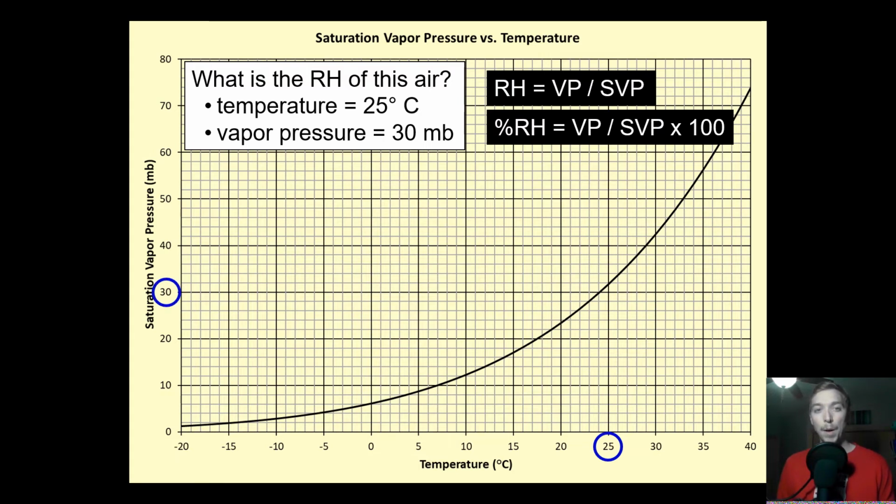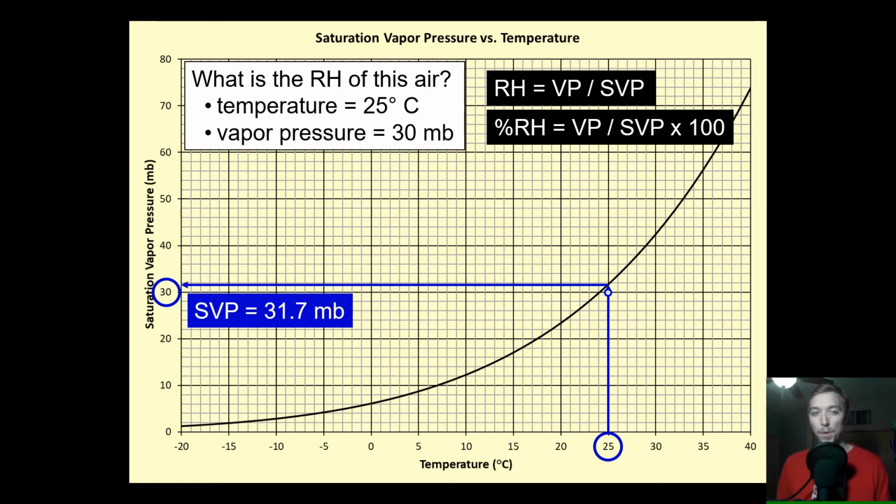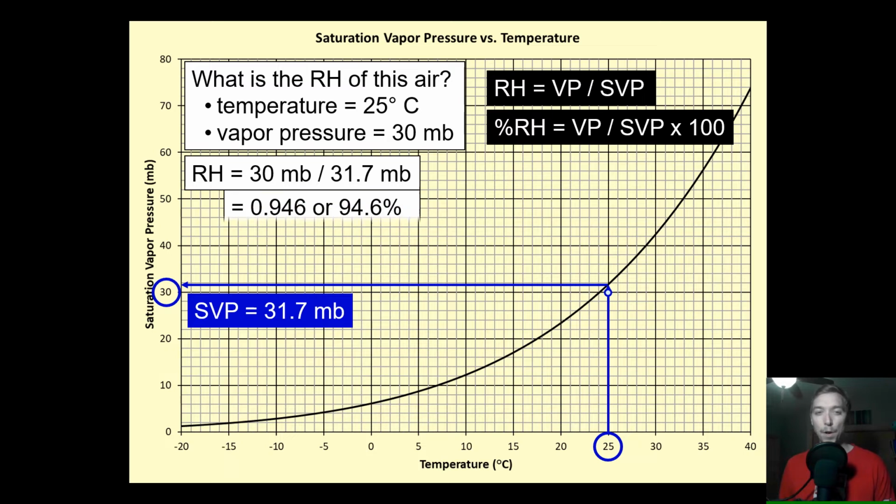Okay, how about this? We have temperature is 25 degrees Celsius, and our vapor pressure remains constant at 30 millibars. Here we're at about 31.7 millibars for our saturation vapor pressure. And we are at 30 millibars, again, for our vapor pressure. That gives us 94.6% relative humidity.